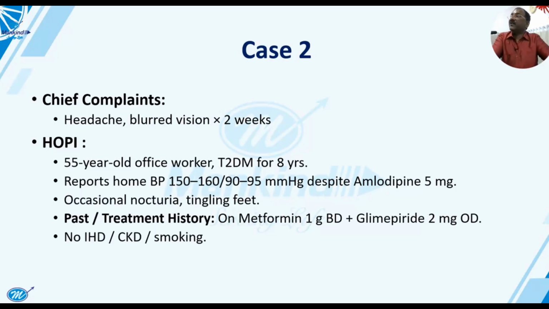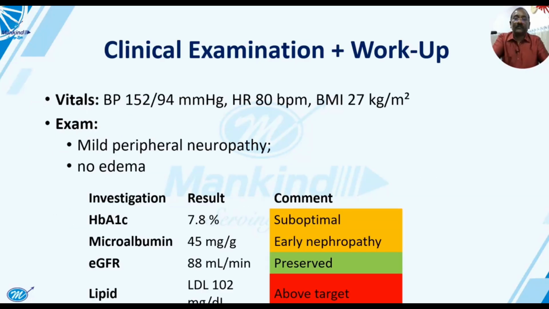Why headache and blurring vision? This is causing your headache: amlodipine side effects. What are the side effects of amlodipine? Pedal edema, headache, vasodilator, reflex tachycardia. These 3 are the side effects of your amlodipine. So change the doctor, change the prescription. What drug are you supposed to start here? ACE or ARB, ACE or ARB.